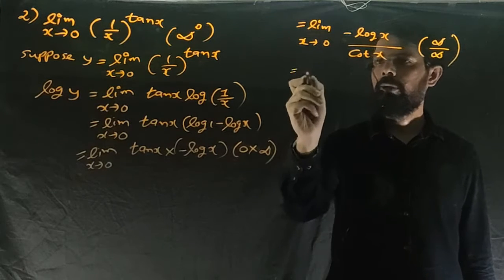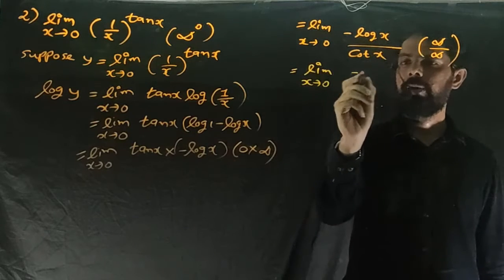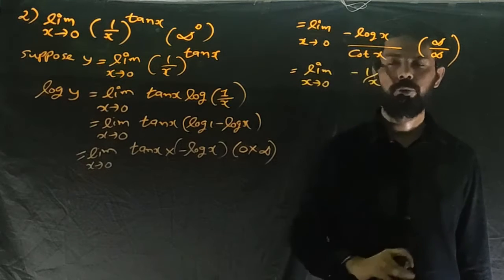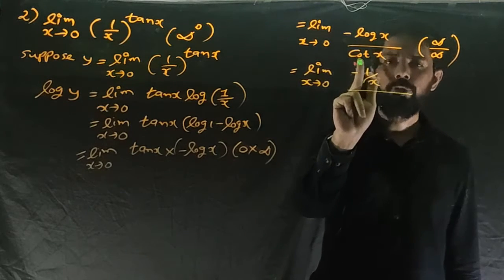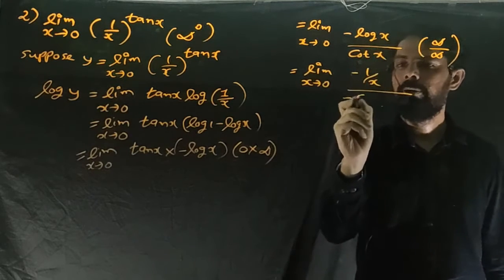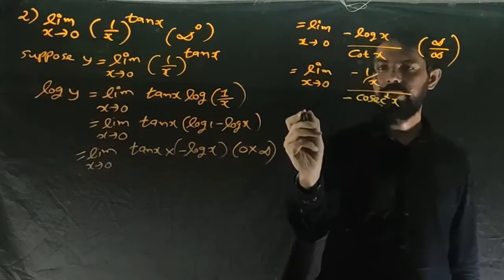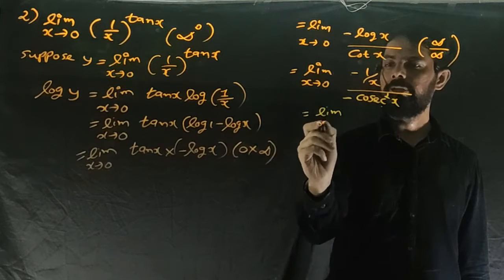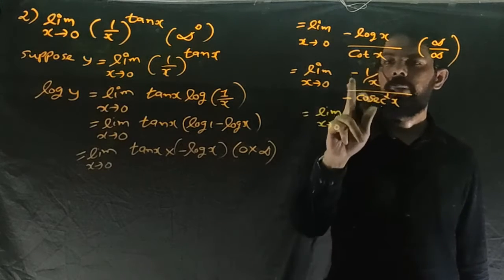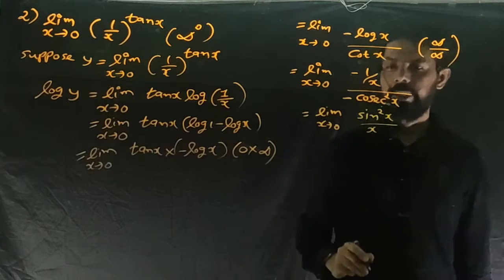So by L'Hopital rule, taking derivative of the numerator, the derivative of log x will be 1 by x, so here minus 1 divided by x, and the derivative of x is 1, so no need to write it down. Then taking derivative of the denominator, the derivative of cot x is minus cosec square x. So if we simplify this, it can be written as limit x tends to 0, 1 divided by cosec square x will be sin square x, and minus minus cancel out, so it will be sin square x divided by x.